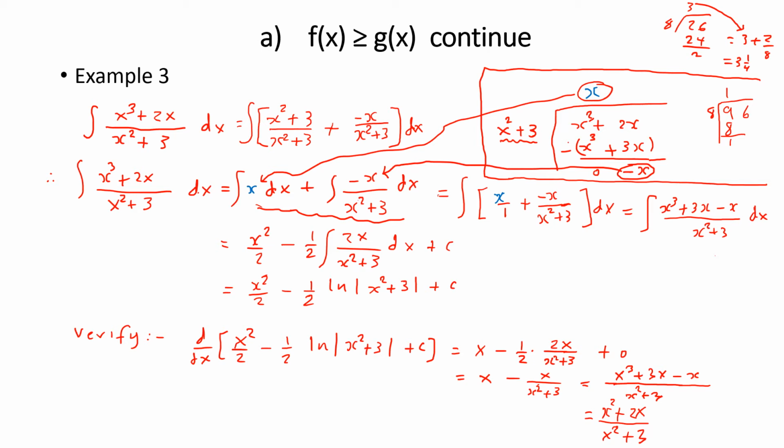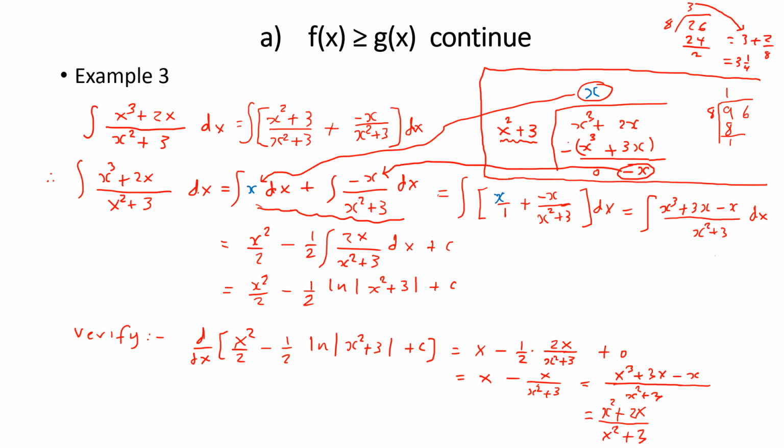Cross multiply: x cubed plus 3x, that is this, x cubed plus 3x, and then minus x, divided by x squared plus 3. And if you subtract 1x from the 3x, it's going to give you x cubed plus 2x divided by x squared plus 3, which is this. Now that we justified that this division will give us two parts of the integration, we could proceed with integration.